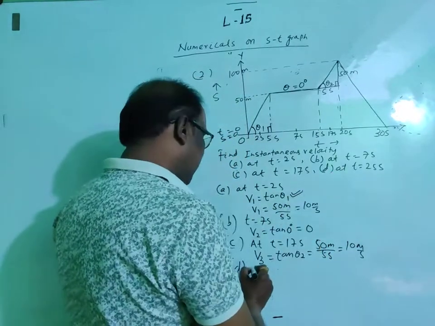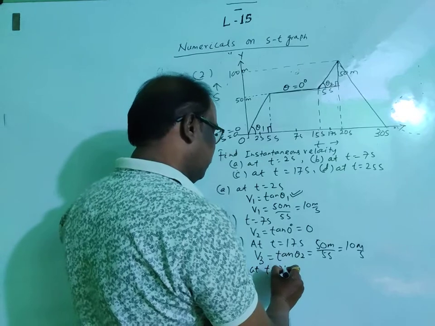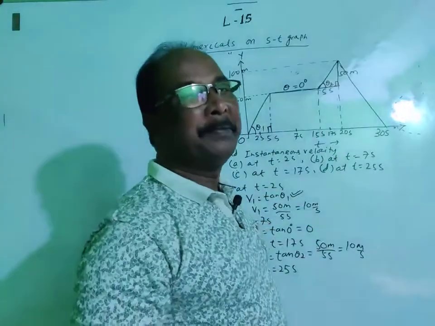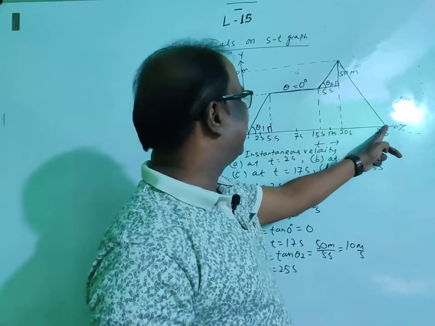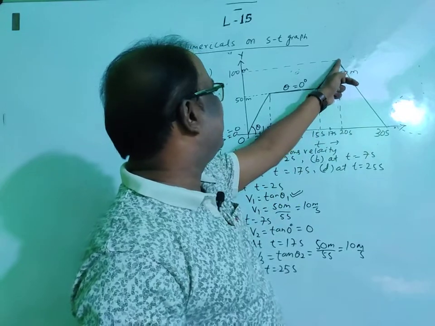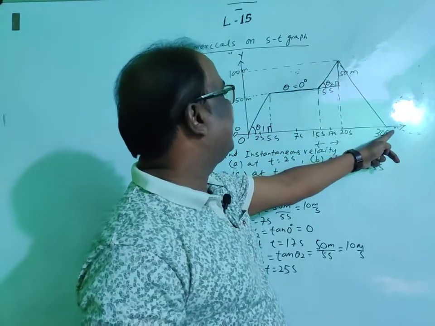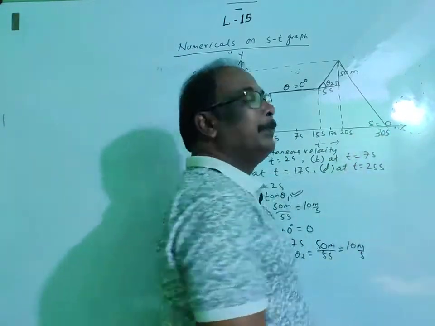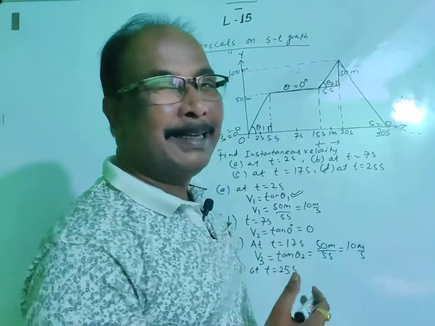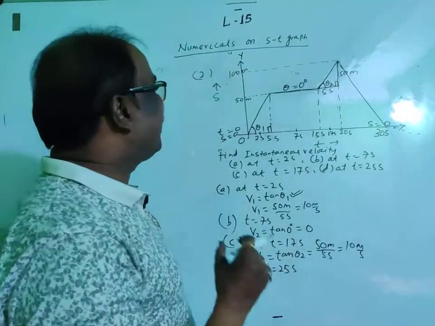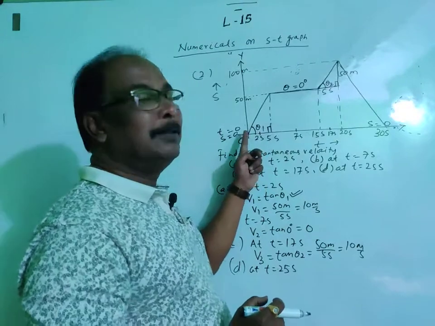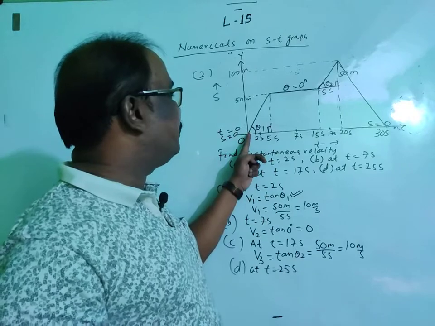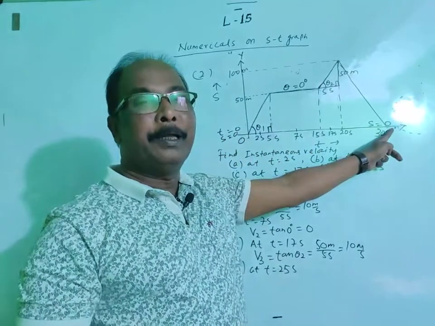And finally with D at t equal to 25 seconds. See, from 20 second to 30 second, at 20 second the position is at 100 meter and at 30 second the position is 0. When time is 30 second, position is 0. Meaning again the body has returned back to its initial position. The body was at the initial position when time is 0, and finally the body comes back to the initial position when time is 30 seconds.